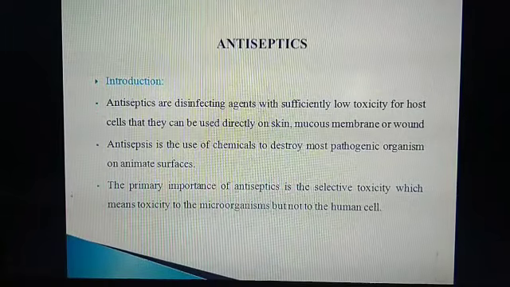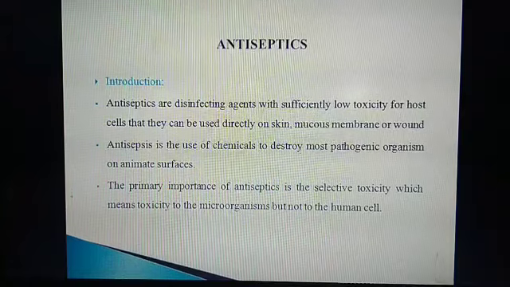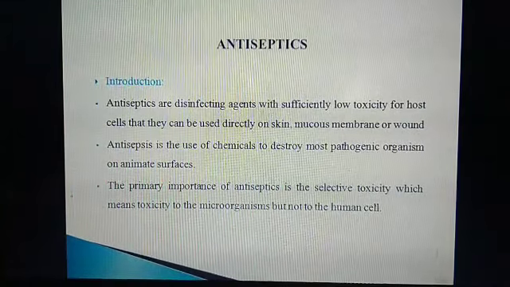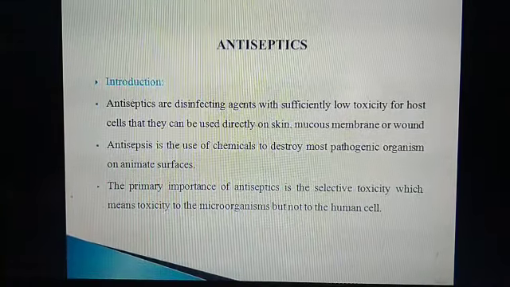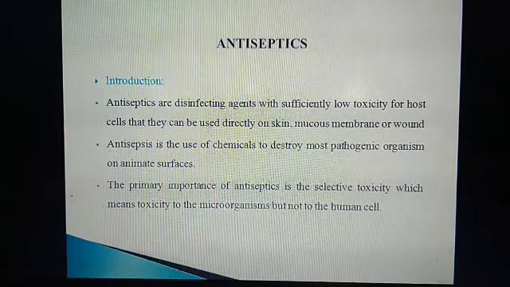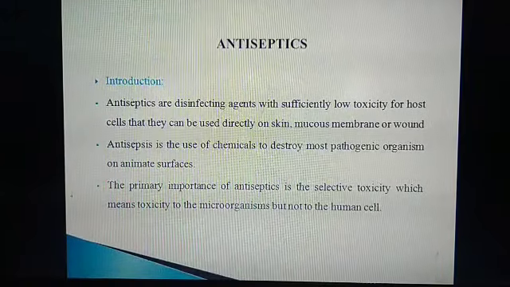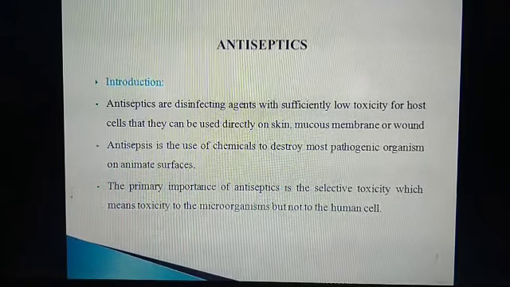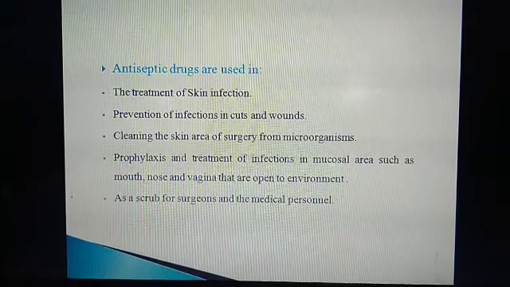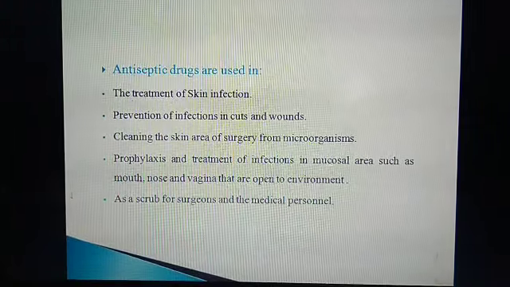The main importance of an antiseptic depends on its selective toxicity. That means it should harm the microorganisms, but it should not cause any harmful effect to the human cell or host cell. Next we will see the purposes where we can use these antiseptic drugs.